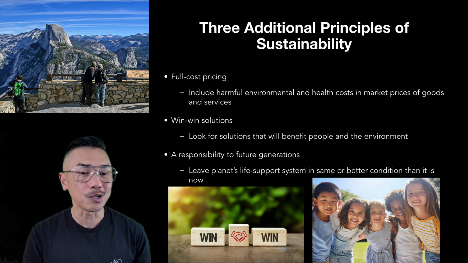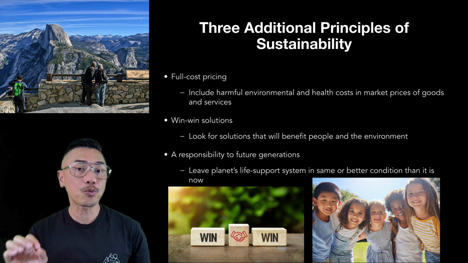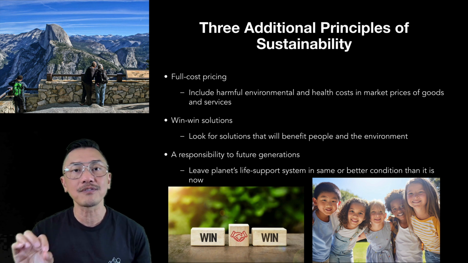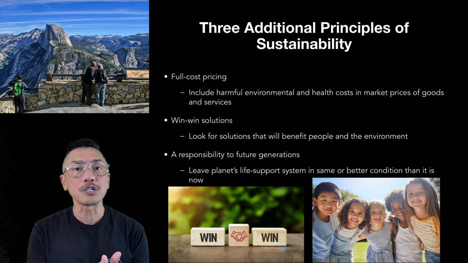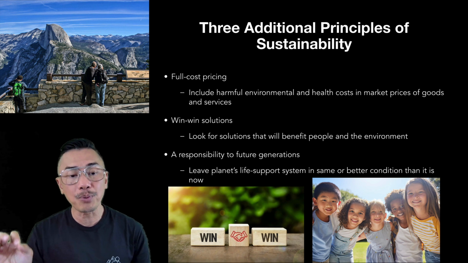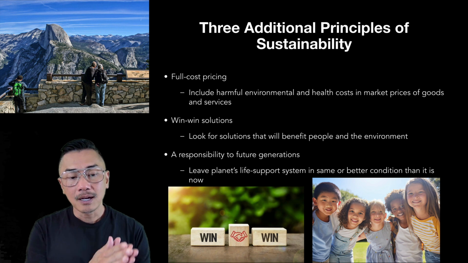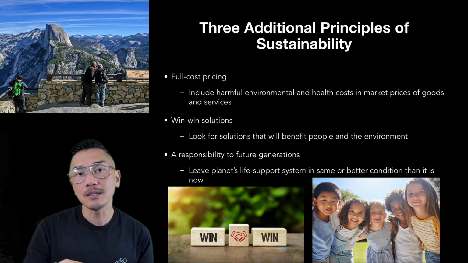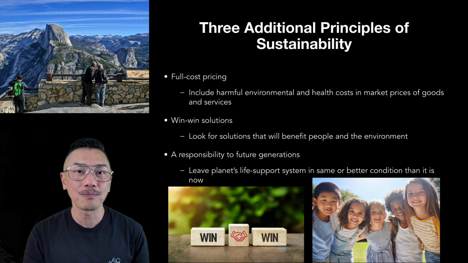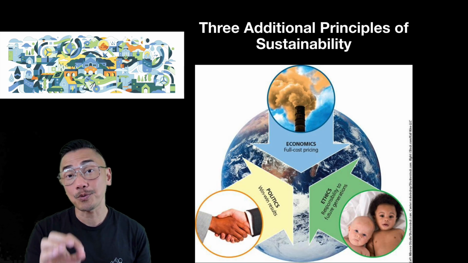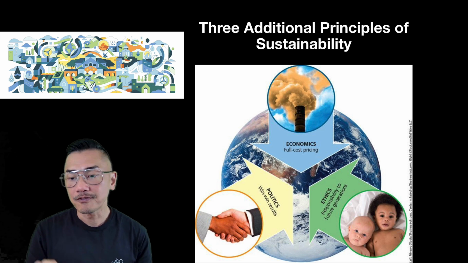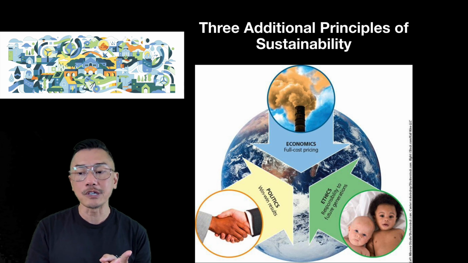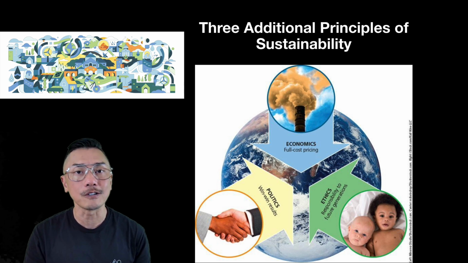Let's explore 3 additional principles of sustainability. Full cost pricing means including the harmful environmental and health cost in the market prices of goods and services. Win-win solutions involve finding solutions that benefit both people and the environment. A responsibility to future generations ensures we leave the planet's life support system in the same or better condition than it is now. This graphic again highlights these 3 additional principles of sustainability from economics, politics, and ethics: full cost pricing, win-win solutions, and a responsibility to future generations.